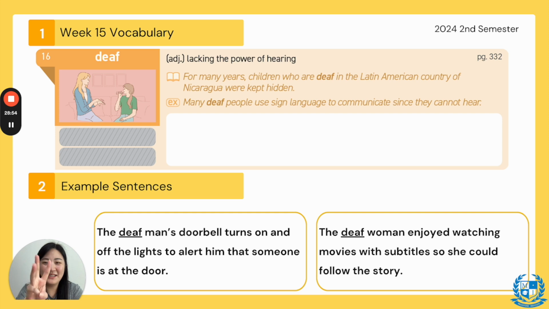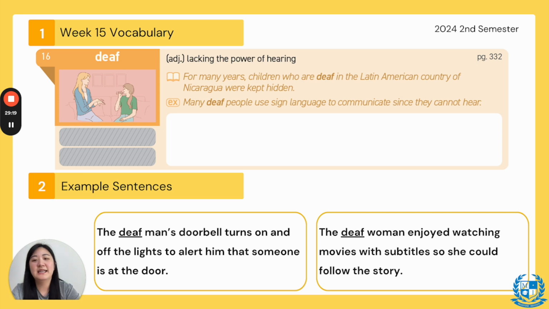Let's read the example together. 1, 2, 3. Many deaf people use sign language to communicate since they cannot hear. And you know what I love about the Korean news? That there's another person, just like in our video, right? And you see me in a small box or a small circle on the bottom. There's also a person doing sign language for the news, which I think is so great to have in Korea.